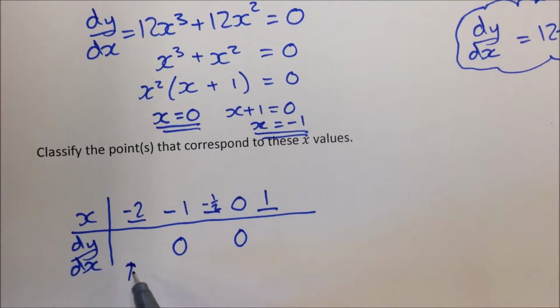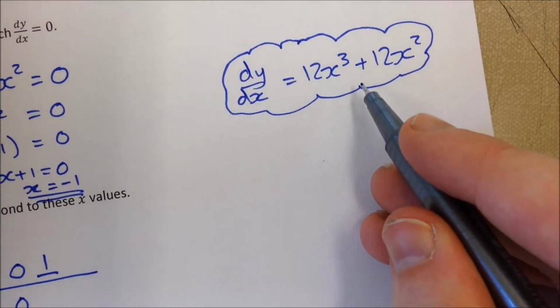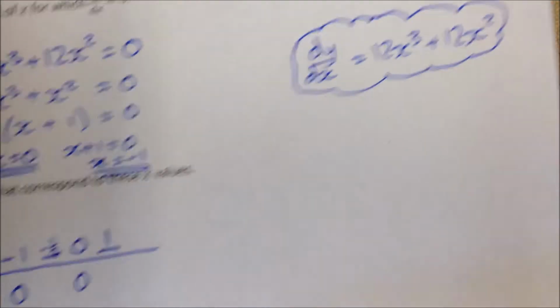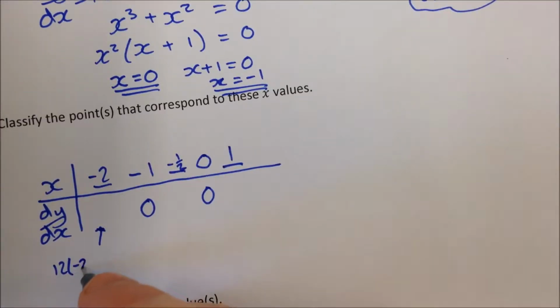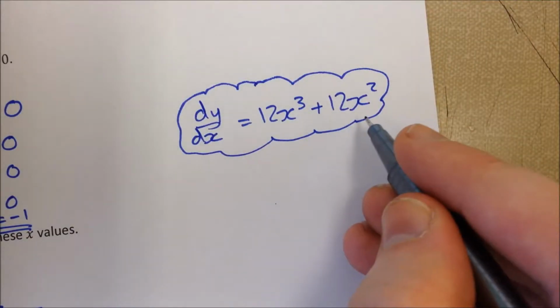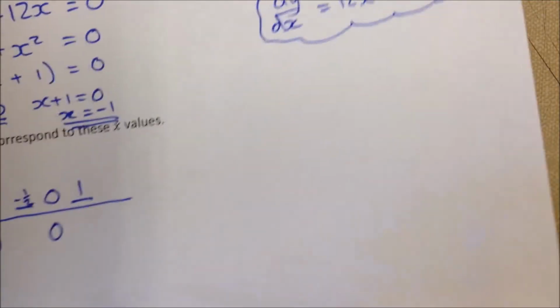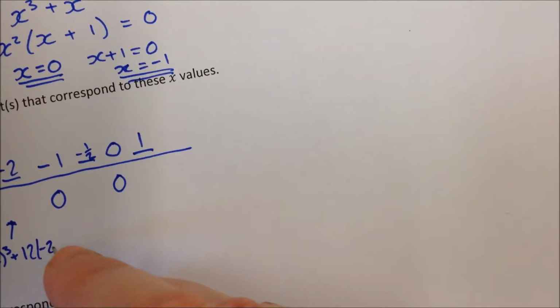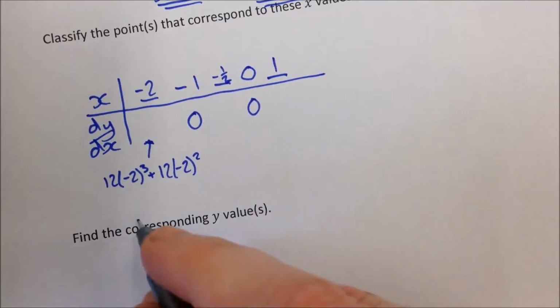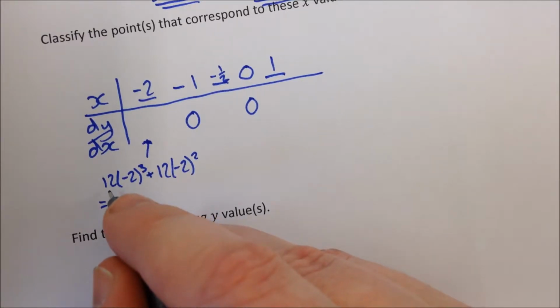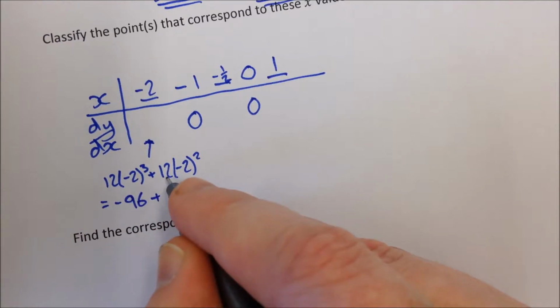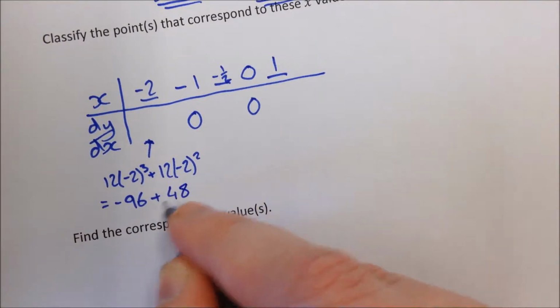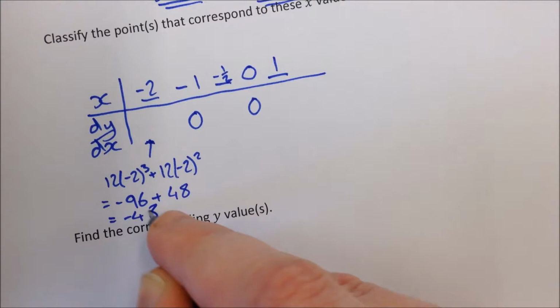To work out my dy/dx, I have to use this formula here that I highlighted before. So it is 12 lots of negative 2 cubed plus 12 lots of negative 2 squared. So 12 lots of negative 8 is negative 96. 12 lots of 4 is 48, so that is going to be negative 48.